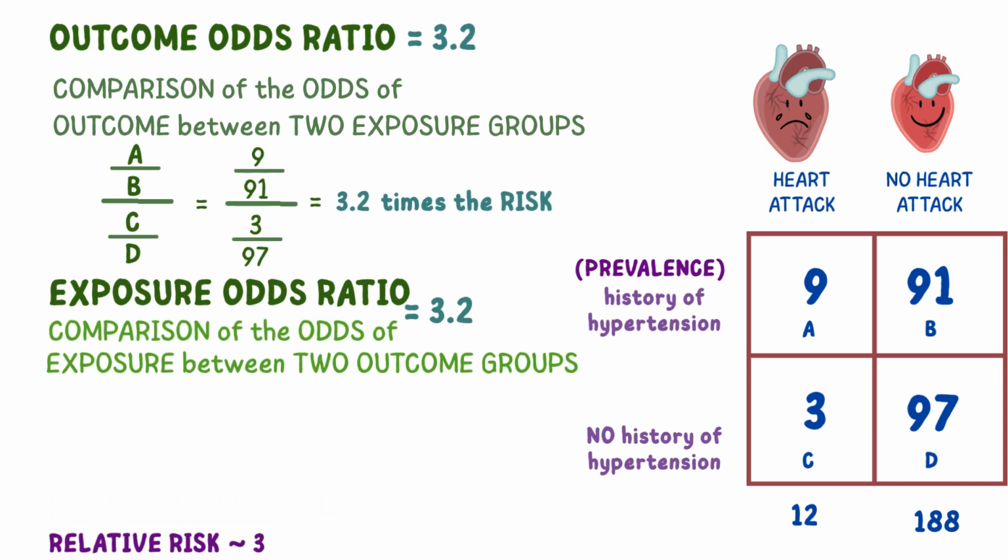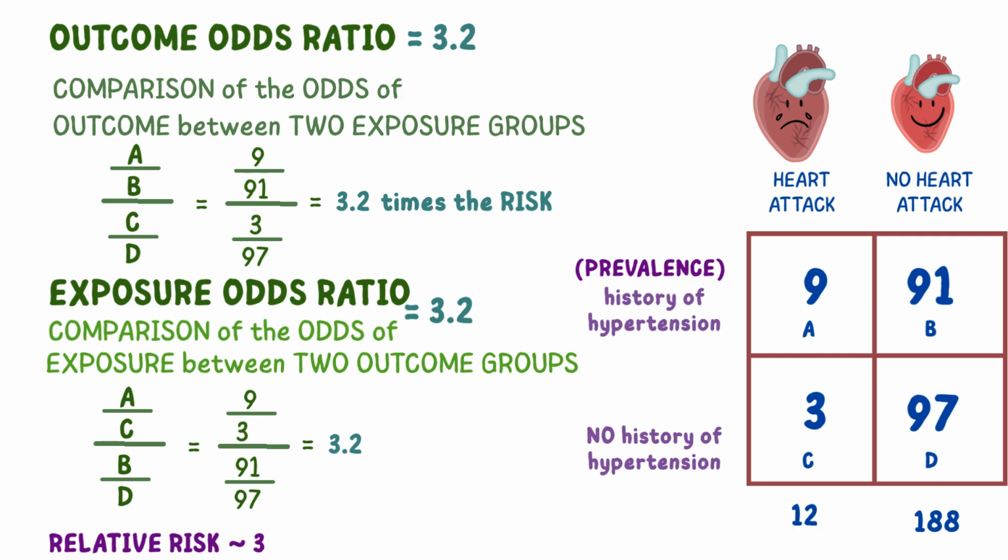To calculate the exposure odds ratio, we use the odds of having hypertension for someone who already had a heart attack, which is cell A divided by cell C, so 9 divided by 3, divided by cell B divided by cell D, which is 91 divided by 97, which also equals 3.2. Notice that this number is the same as the outcome odds ratio.